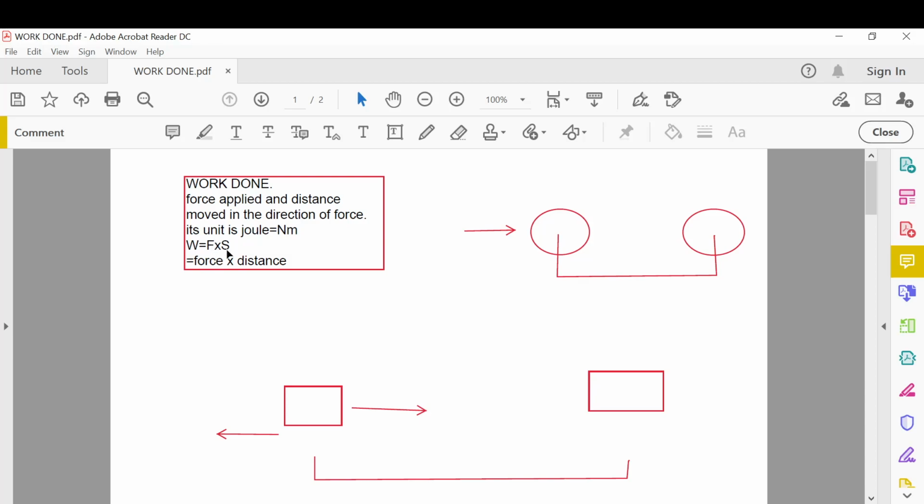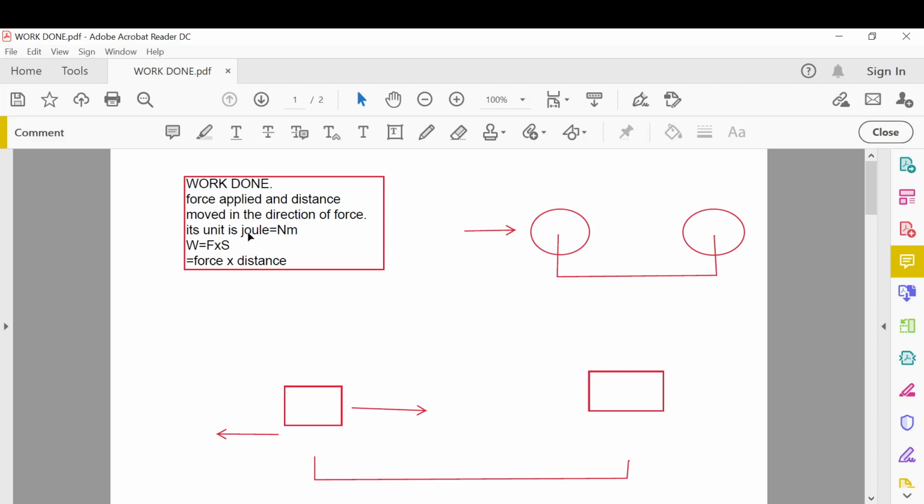Now F stands for force, S stands for distance. This means that its units will be Newton meter. Newton for the force, meter for the distance, and Newton meter stands for joule. So the work done unit is joule, which is equal to Newton meter. If the distance is covered in centimeter, then the unit will be Newton centimeter, but that cannot be equal to joule. You have to convert the centimeter into meters. So this is basically a condition.